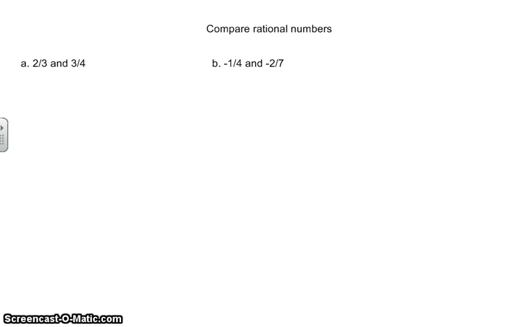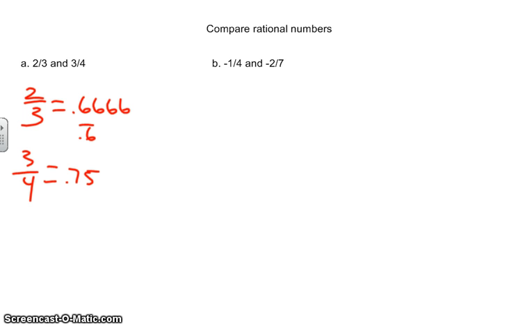Compare rational numbers. Here's where I just want to do the math on both of them, see which one's bigger, which one's smaller. So I have 2/3. If I do the math out, I will end up getting 0.6666, or 0.6 with a bar. If I do 3/4, I will end up getting 0.75. You can go ahead and do the math on those. I'm just trying to speed up for you. And the way that I'll express that, I notice that 3/4 is larger than 2/3. So if I was to write this, I'd say 2/3 is less than 3/4.